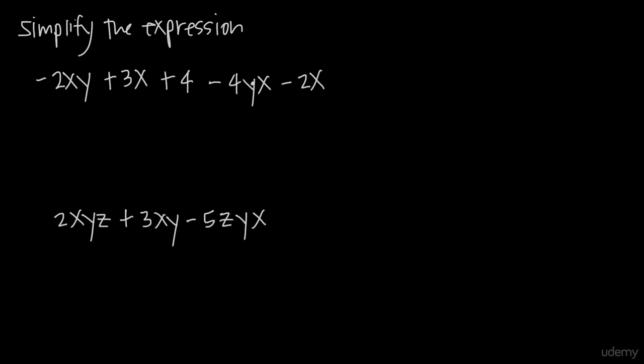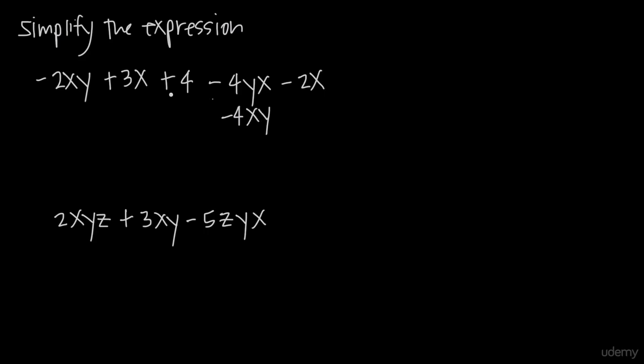Here I have a negative 4yx. But remember, when I have things that are multiplied together, I can use the commutative property to switch the order. Negative 4yx is the same as negative 4xy. And in fact, when you see this, you should go ahead and flip the order because convention tells us that we always want to put our variables or our letters in alphabetical order. So negative 4yx is the same as negative 4xy.